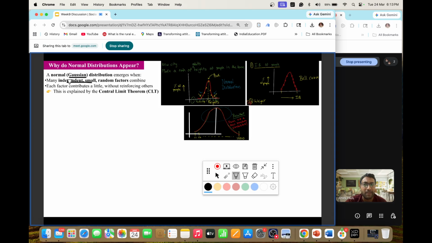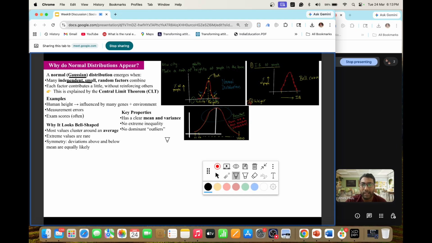Why? Because many independent small random factors combine and they give you a distribution. So that is why you can see a central limit theorem or Gaussian distribution here. So examples: human height influenced by many genes plus environment. So that is why it follows Gaussian distribution. Measurement errors, exam scores. Okay. So key property: it has a clear mean and variance. What I was telling, mean and variance.